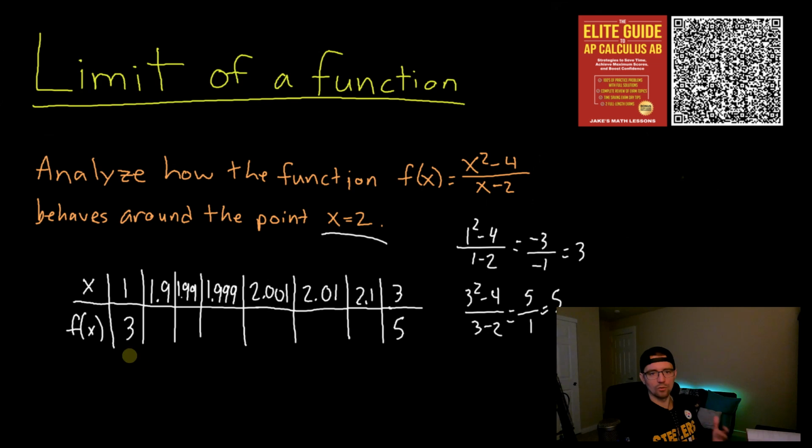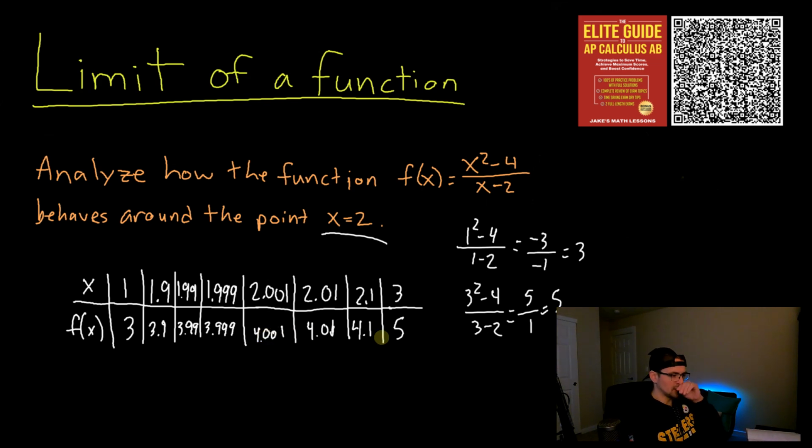So I'm not going to go through actually plugging all these in, but if we plug in 1.9, 1.99, 1.999, and then same thing with these values here, I'll just skip to what those values end up being. We actually would get 3.9, 3.99, 3.999 as our outputs. And then for these values, we would get 5, of course, for x equals 3. And then for x equals 2.1, we get 4.1. For x equals 2.01, we get 4.01. And then for 2.001, we get 4.001.